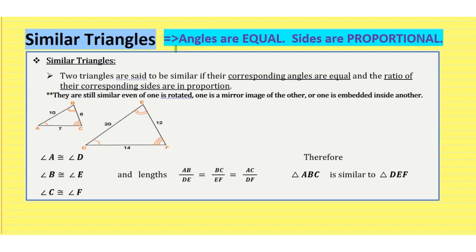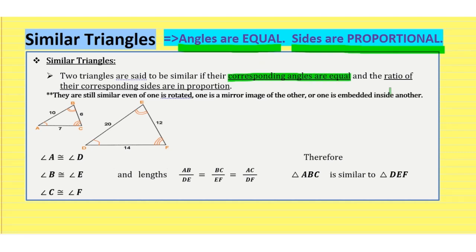The most important thing we need to understand about similar triangles is that all their angles are equal to each other. The sides are not equal, but they are proportional. In this box right here, it specifically says corresponding angles are equal, and it also says that the ratio of their corresponding sides are in proportion. So the word corresponding is very important to this.